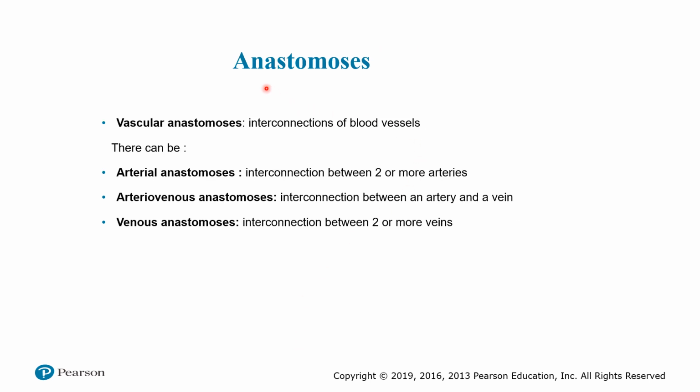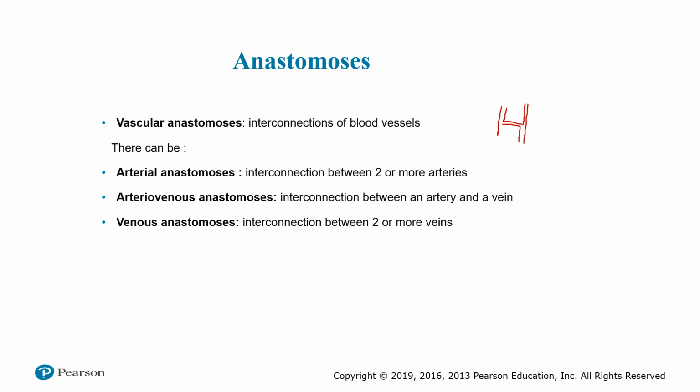So there is a term, anastomosis. What does this mean? Our vessels anastomose. Anastomoses are interconnections of the blood vessels. So blood vessels connect with one another. There can be an anastomosis between two arteries. For example, this is one artery. It can communicate with another artery. So arteries can communicate with each other.